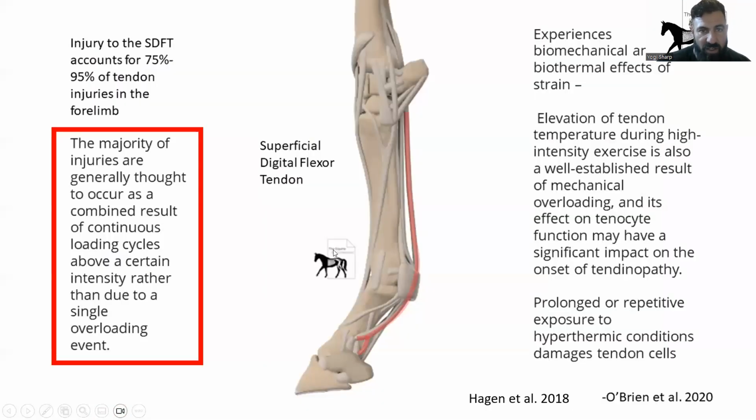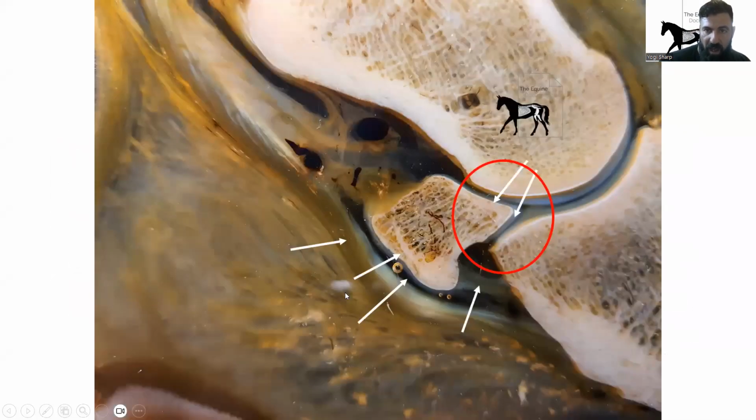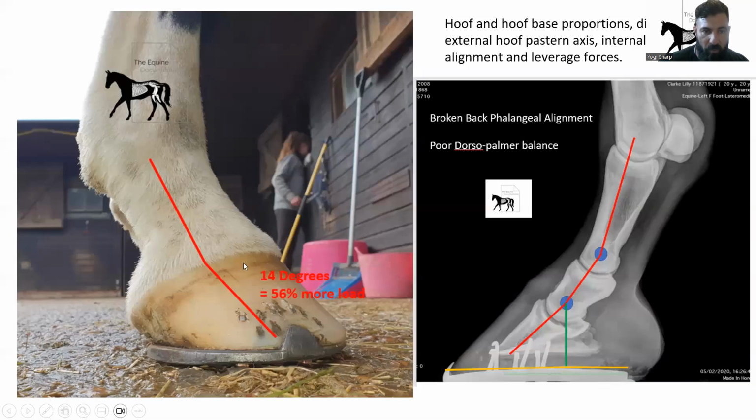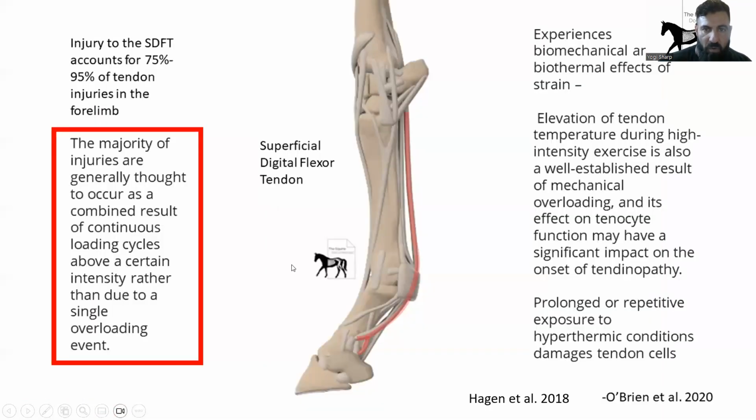But not only that, the recent studies of Hagen show that the tendon strain in the superficial digital flexor tendon follows closely to, or has the same strain pattern as, the deep digital flexor tendon when you have a broken hoof pastern axis. This shows that if we have a poor phalangeal alignment and a broken back hoof pastern axis, we're also going to massively increase strain in our superficial digital flexor tendon as well.